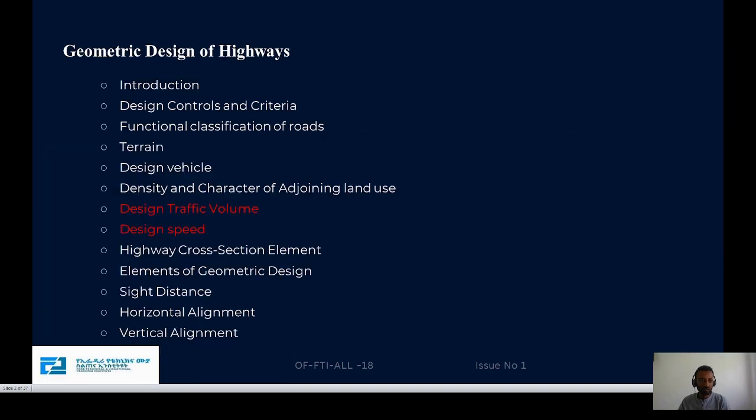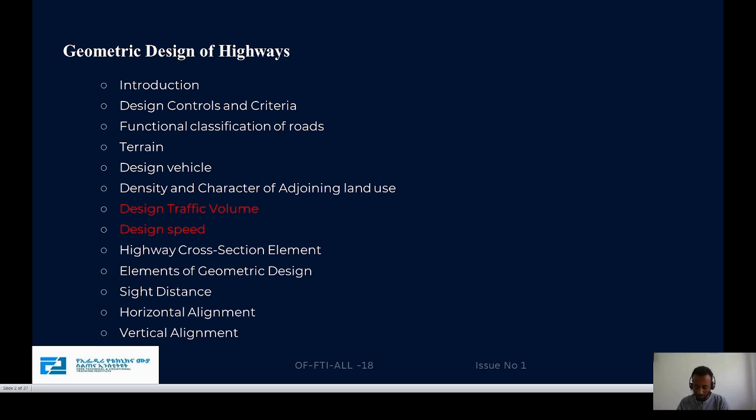In the previous videos we dealt with the introduction to the geometric design of highways, and also the different elements of geometric design, for example the horizontal alignment, vertical alignment, super elevation, friction, and also the sight distance. We also dealt with the different design controls and criteria, for example the functional classification of roads according to ERA manuals.